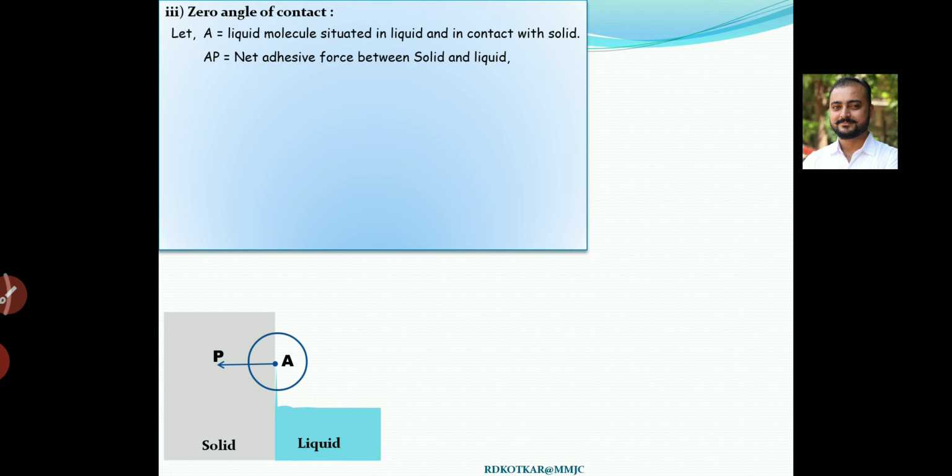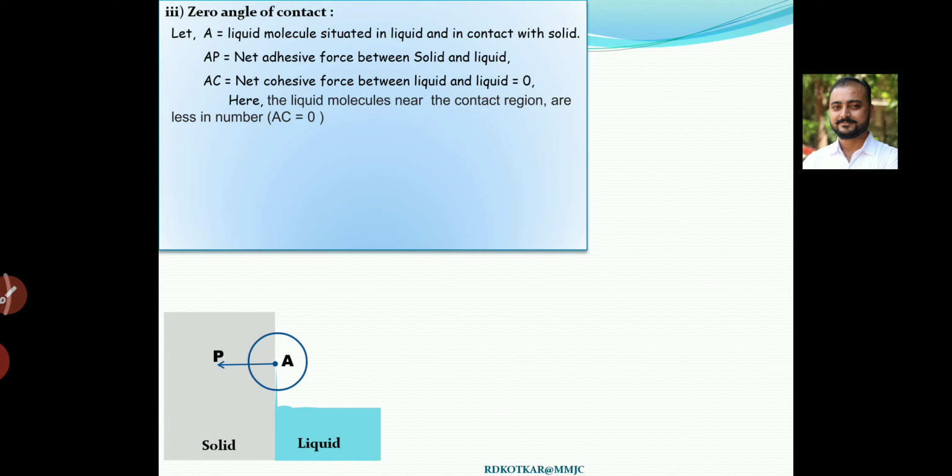Then next is AC, the net cohesive force between the liquid and liquid molecules. The cohesive force means what? The force of attraction between similar molecules, and here the similar molecules are molecule A of the liquid as well as the liquid taken, which is of the same liquid. Then what we can say here, the liquid molecules near the contact region are less in number.